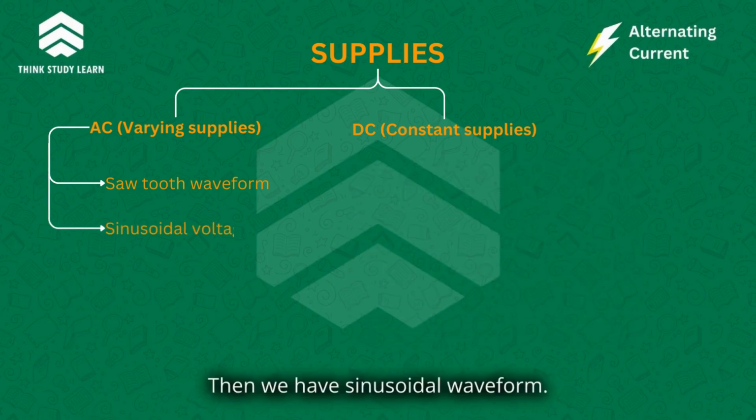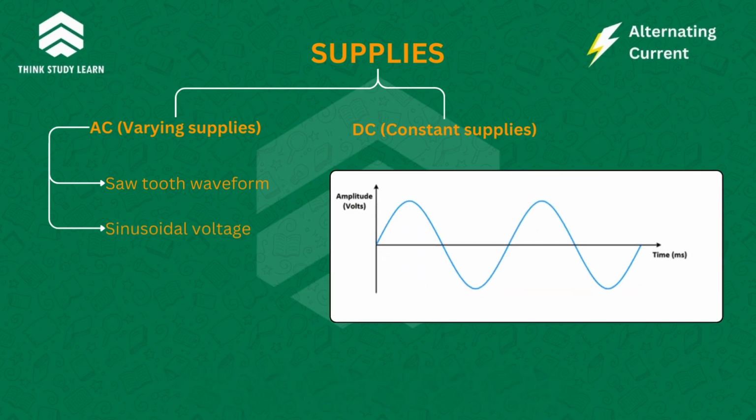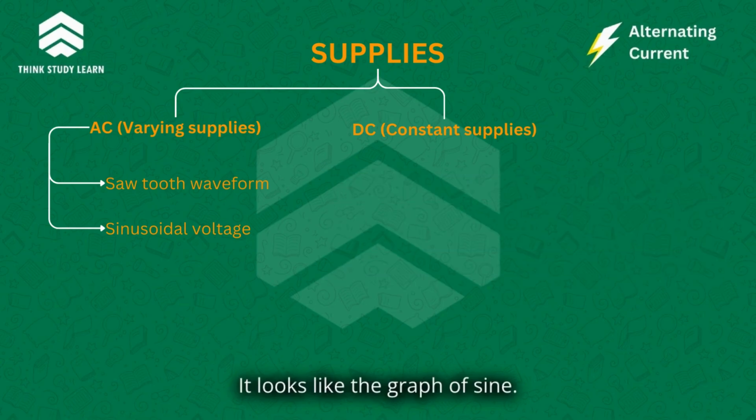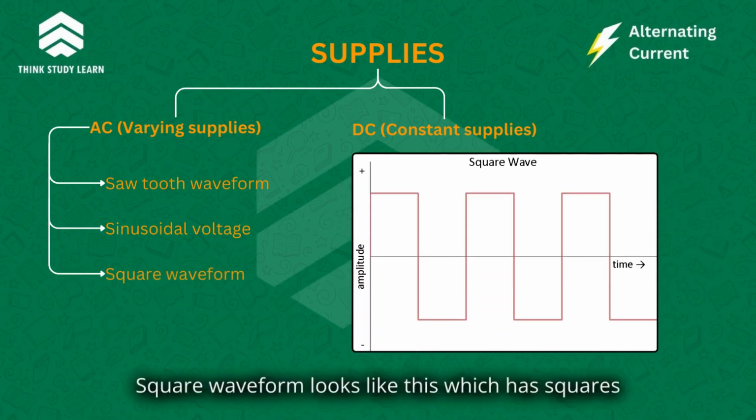Then we have the sinusoidal waveform. The sinusoidal waveform looks like this. It looks like the graph of sine. And then we have the square waveform. The square waveform looks like this, which has squares in it.